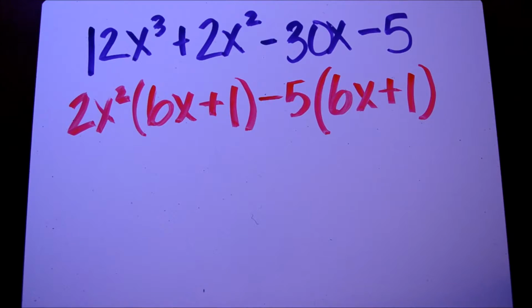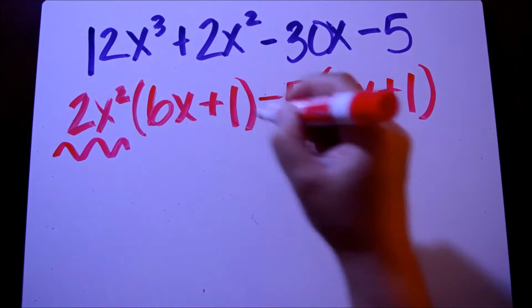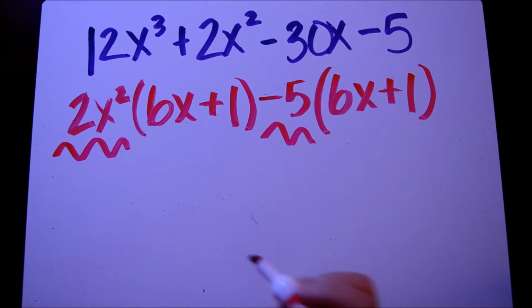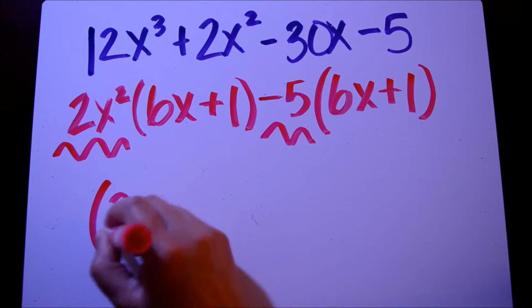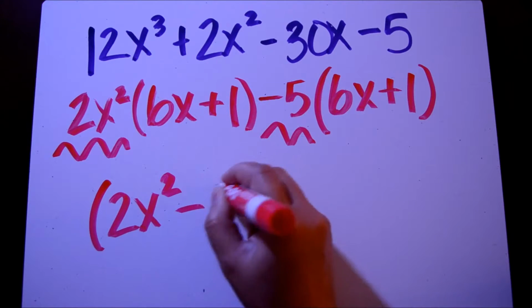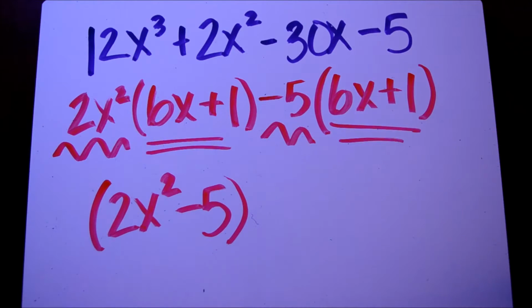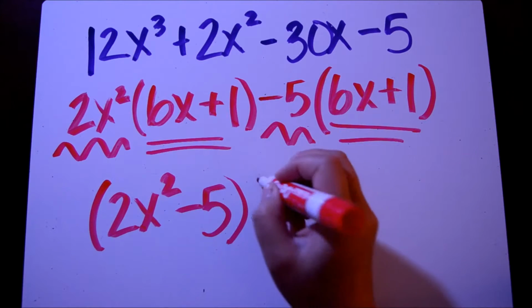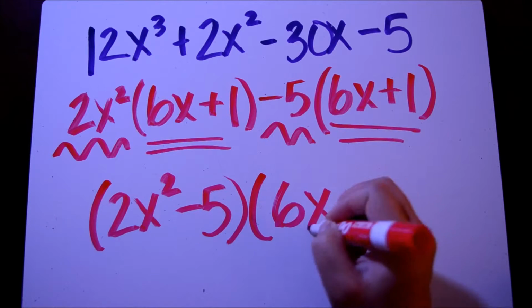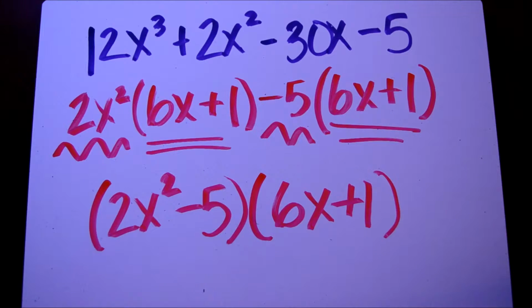What we're going to do is combine our GCFs and put those together, and these will be a factor. And then what you have remaining should be identical, and that is going to be your second factor. So 6x plus 1. And that's how you factor this four-term polynomial.